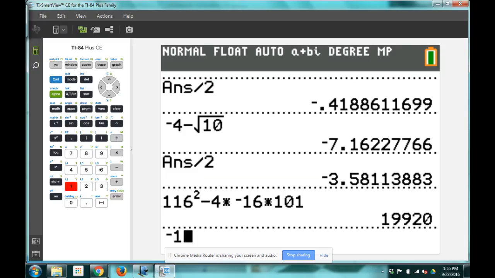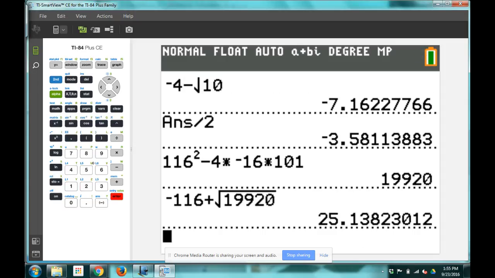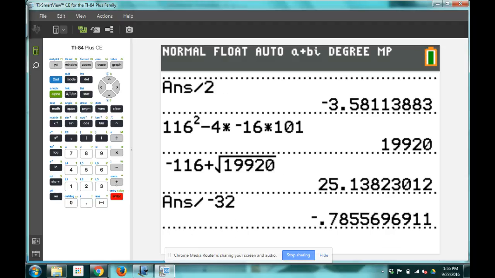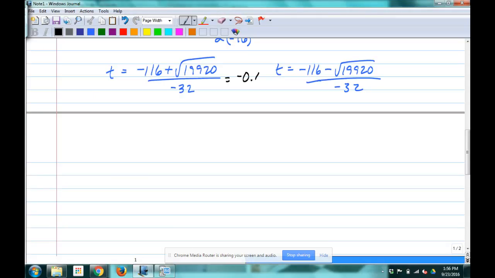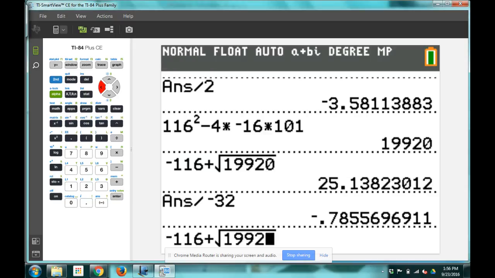So we got negative 116 plus the square root of 19,920, and I get a positive number divided by negative 32. Round that to 1 decimal place, it'd be negative 0.8, approximately. And then the other one, we're taking the same work here and just putting a minus sign in there. This one should come up with a positive solution because we're dividing by a negative there in the bottom.